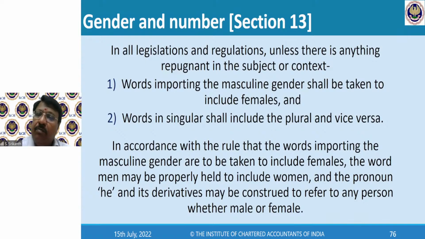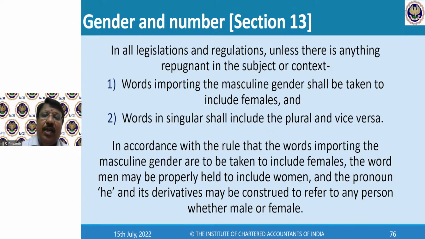But till then, words indicating the masculine gender continued to include the female gender. Similarly, words in singular shall include the plural, and vice versa. Vice versa means words indicating the plural will include the singular. But do you notice, you don't see that vice versa in gender. You see it only in singular and plural. Correct? You don't see it in gender.